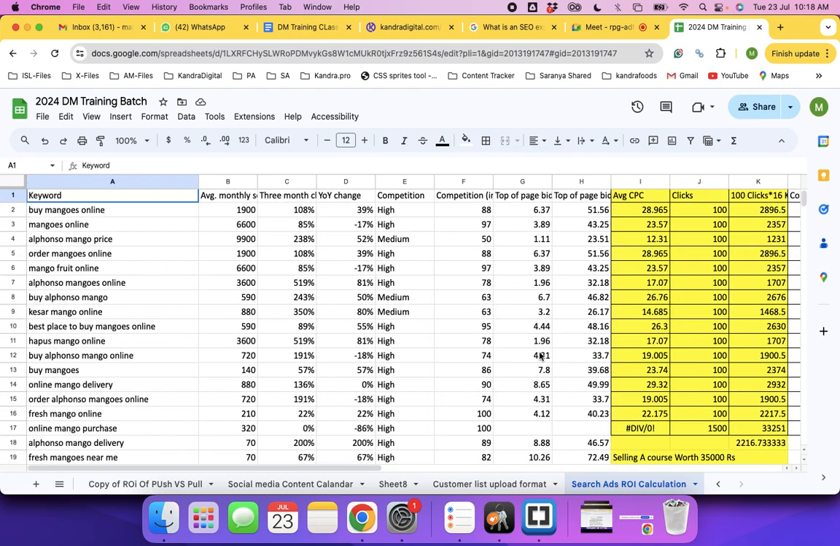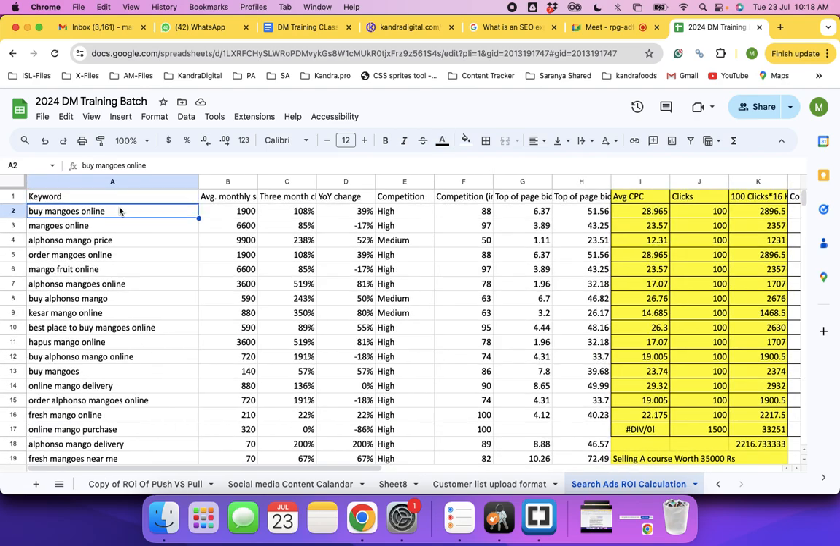Yeah. First thing is, here the example is we have taken the example of a mango business. Somebody who is selling the mangoes has to understand a couple of details around it, right? So buy mangoes online, bank mangoes online, Alphonso mango price, order mangoes online. All these are very good keywords for somebody who is selling these kinds of mangoes, correct?